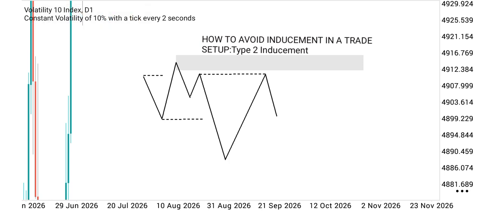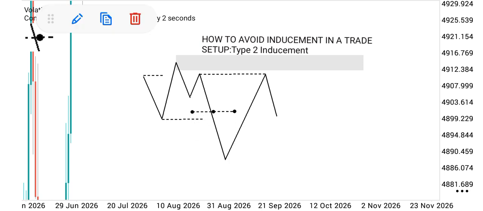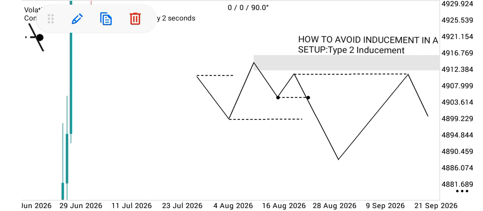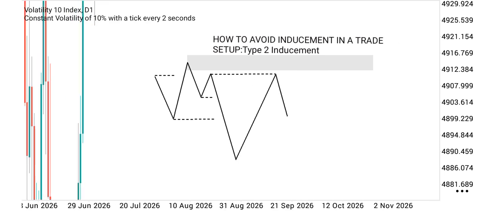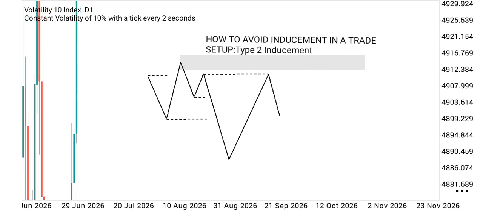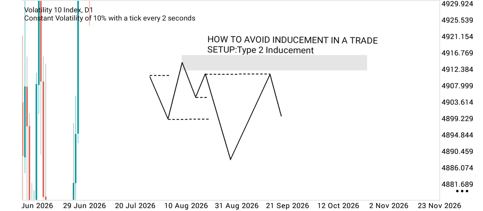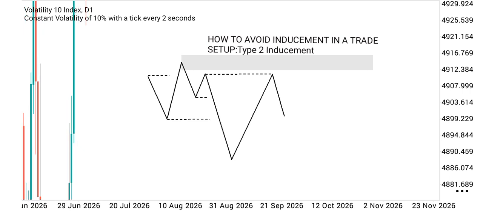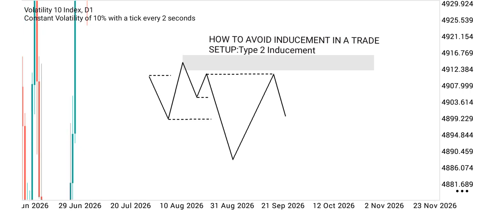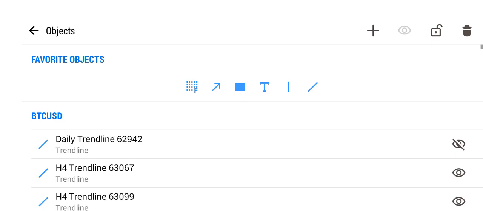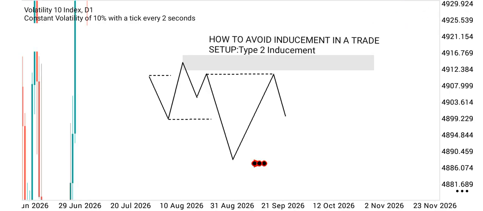One thing I want to make you understand is that this little internal break of structure here, it's an inducement. Smart money concept tells you if you see a break of structure, then you mark your origin of that break of structure. If it's having a fair value gap and an order block, you mark that out, then you position for entry.